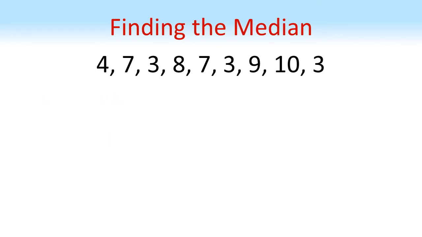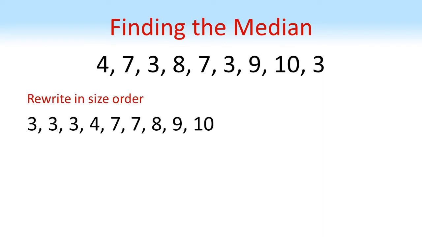We're now going to find the median. The median is the middle number of a list when it's put in order. So the very first thing to do is rewrite the list in size order. Doesn't matter which end you start with. I would generally go with the smallest number first just because it's easier. We're then going to find the middle number in this list. Now that's easy enough when it's a small list like this. There are only 9 values. We can quickly see where the middle is.